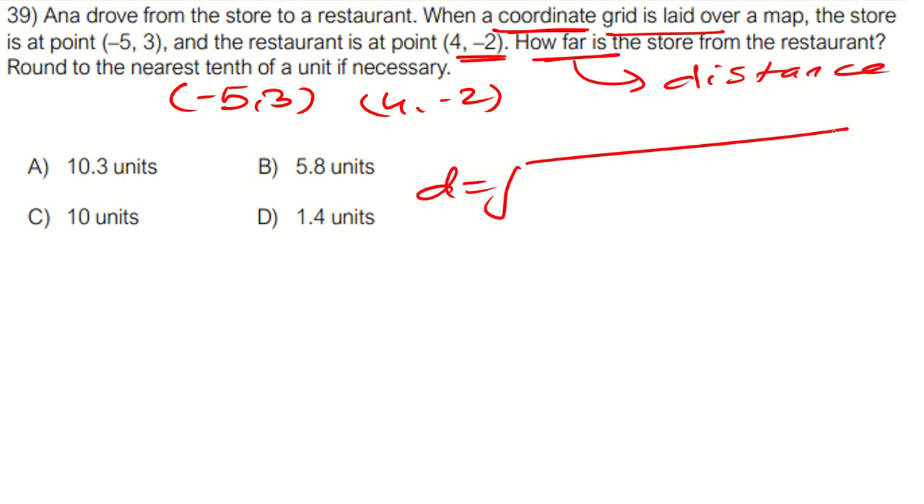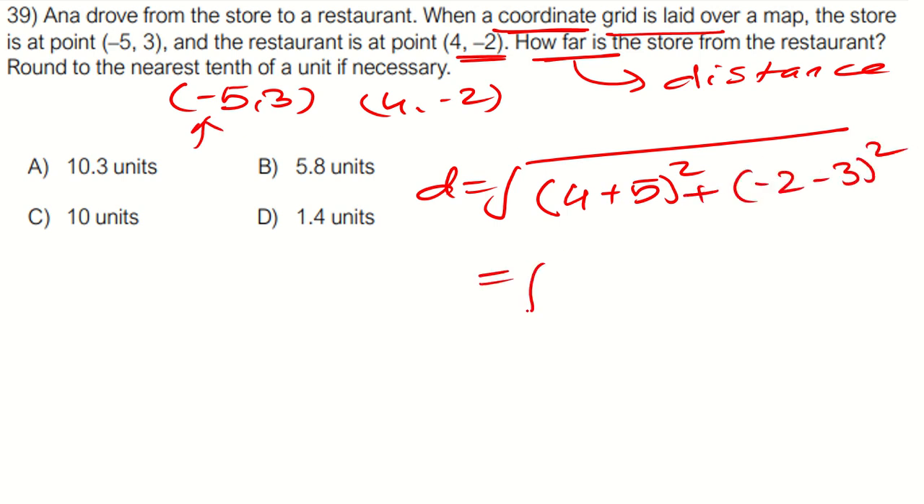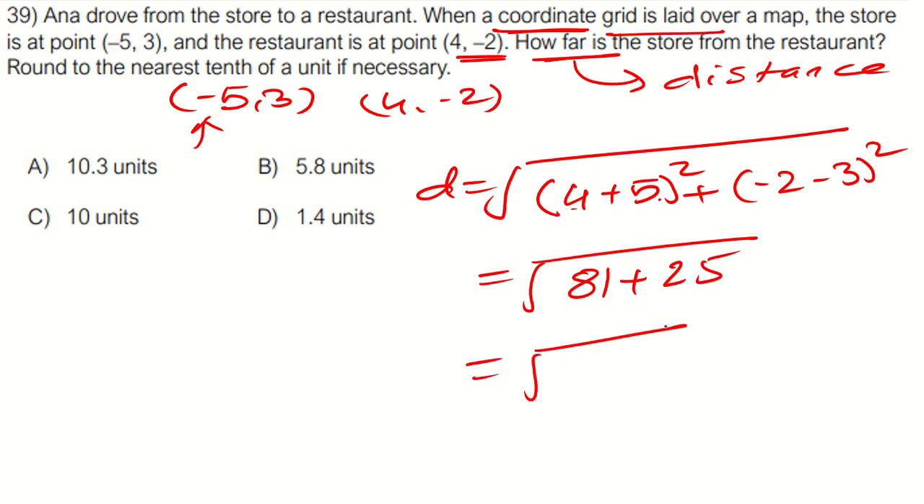d is equal to the square root of (x2 minus x1) squared. Why have I written plus here? Because this is already negative, okay? Plus (y2 minus y1) squared. So this is the square root of (5 plus 4) which is 9, 9 squared is 81, plus (-2 minus 3), which is -5, squared is 25. And this is the square root of 106, which is just more than 10, because it is more than 100. Okay, so this will be the correct option. See, estimation is very useful for us.